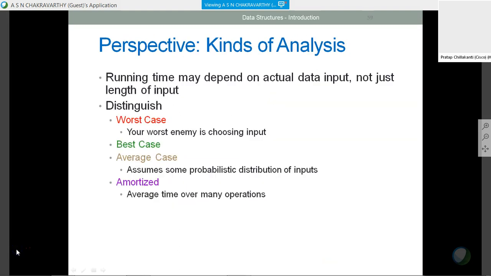Now, we kind of talked about this last class. Running time will depend on the actual data input, not just the length of the input. Remember when I took an example of an array which was in 4, 3, 2, 1 order versus an array in 1, 2, 3, 4 order? Depending on how the values are, it executes more or fewer instructions. So typically when we do the analysis, we do worst case, best case, average case, and amortized. Amortized is basically an average time over many operations.